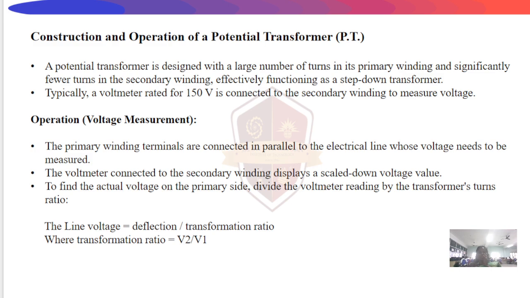Next, we will move on to the operation of PT. When high voltage is applied to the primary side, a reduced voltage appears at the secondary winding. The voltmeter shows the reduced value only. To find actual line voltage, the formula is line voltage equals voltmeter reading divided by transformation ratio, where the transformation ratio is equal to V2 divided by V1. So PT reduces high voltage to a safe measurable level.